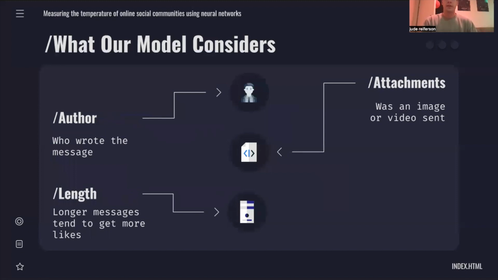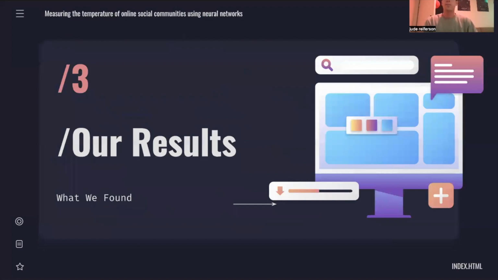What our model was considering was the author. It was attachments. We found, in other words, that attachments with videos or images were much more likely to receive a higher like count than those without it, and the length of the messages. We found that longer messages tend to receive more likes because they were generally announcements about big information that lots of people felt compelled to like. In other words, to let the author know that they had read. We considered all of these things into the model, and ultimately, we found some results that were actually quite surprising.